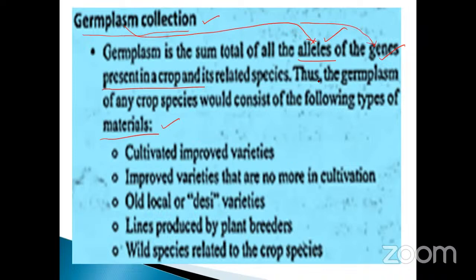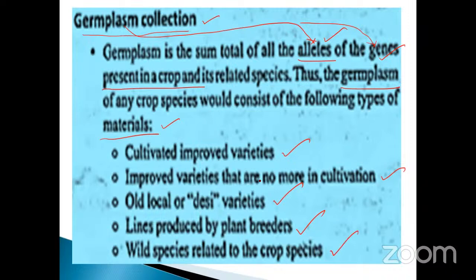Okay. So selection is very, very important. Germplasm. Here, what are the cultivated improved varieties? Improved varieties that are no more in cultivation. Old local or daisy varieties. Lines produced by the plant breeders. Wild species related to the crop species.